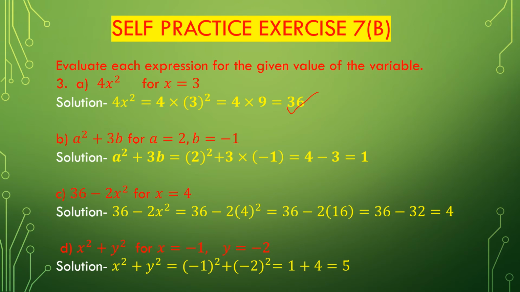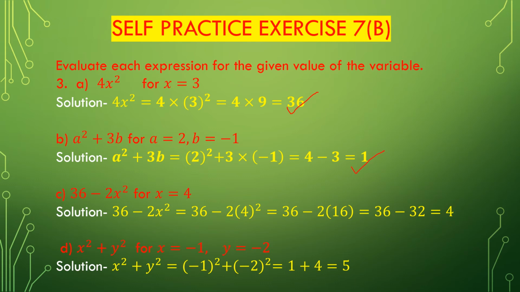B. a square plus 3b for a equal to 2 and b equal to minus 1. Substitute the value of the variable a is 2 and b is minus 1 in the expression a square plus 3b. We get a square plus 3b equal to 2 square plus 3 multiplied with minus 1. 2 square is 4, 4 minus 3 is 1. So value of the expression a square plus 3b is 1.